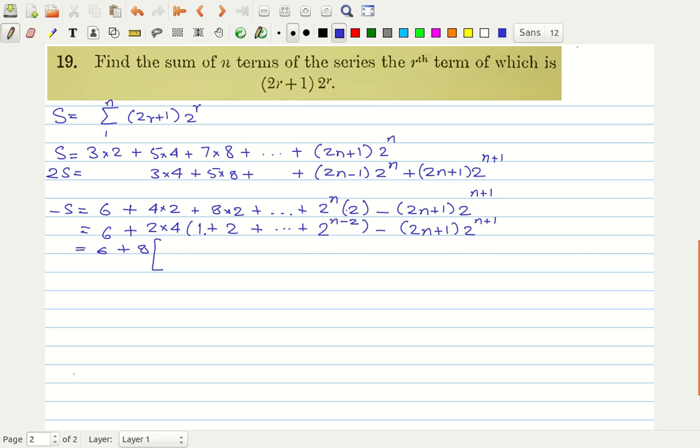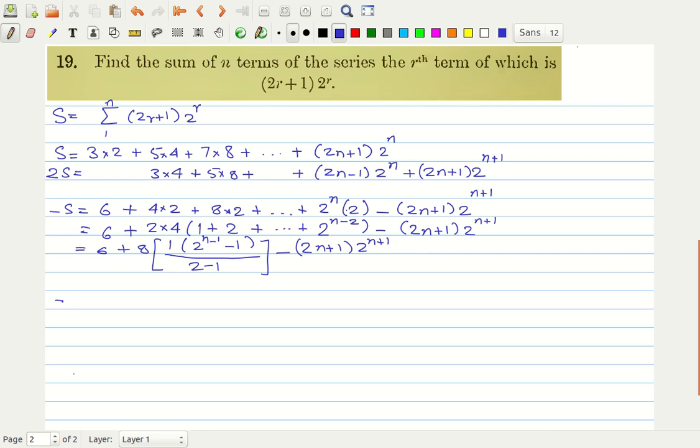Okay, this is a geometric progression with how many terms? It has n minus 2 plus 1 term, so which is n minus 1 term. So this is a, which is 1 here, 2 to the power n minus 1, which is the common ratio and the number of terms, minus 1 divided by 2 minus 1, minus 2 to the power 2n plus 1 times 2 to the power n plus 1, and all we have to do is simplify this.